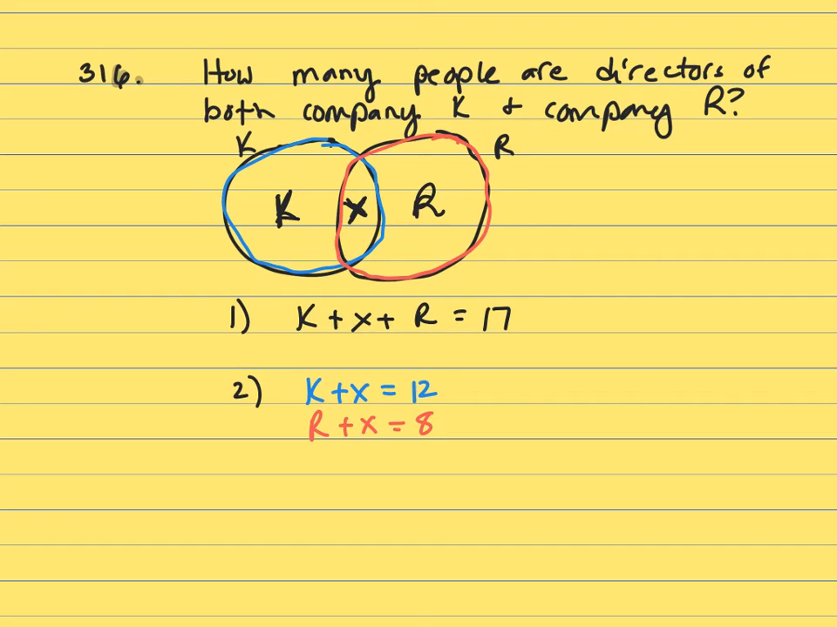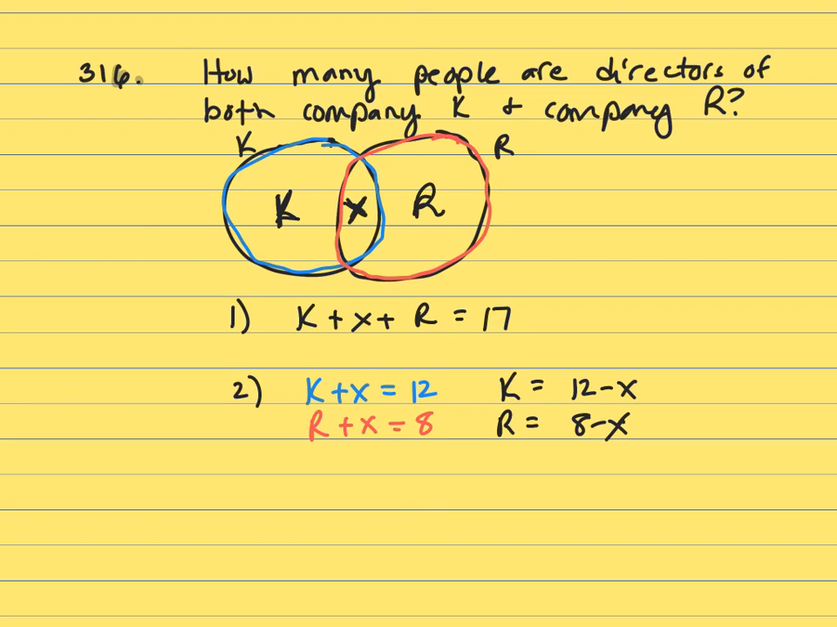So now put both clues together, and that's going to work. And you can stop right here if you can see that. I'm going to go a little further. I'm going to take this equation and solve it for K. So K equals 12 minus X. And take the next one and solve for R. R equals 8 minus X.